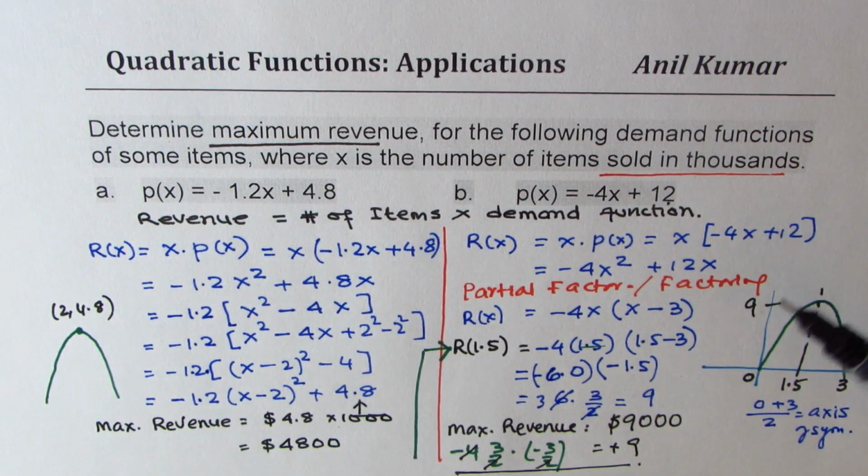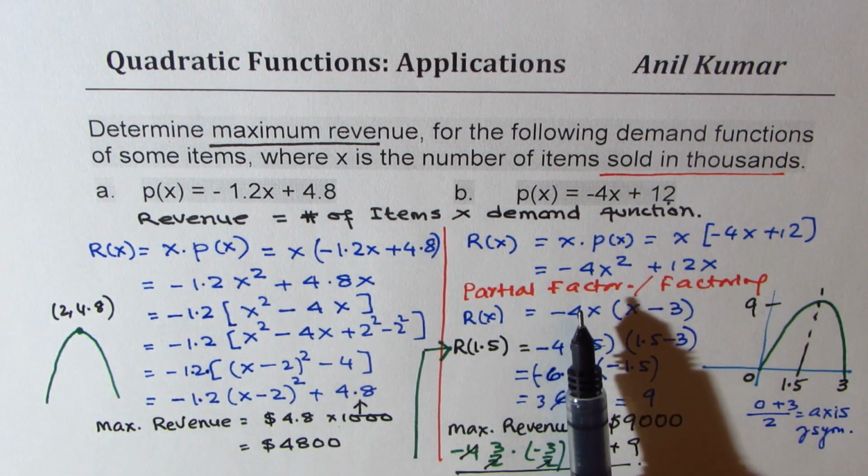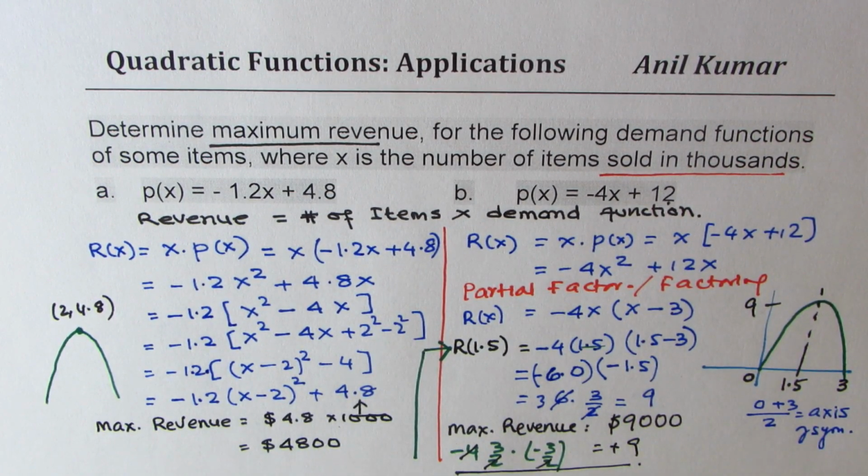I hope the learning you take from here is to understand that revenue is the number of items sold times the demand function. And you could apply the partial factoring method or completing squares to find the maximum revenue, as we did in this example.